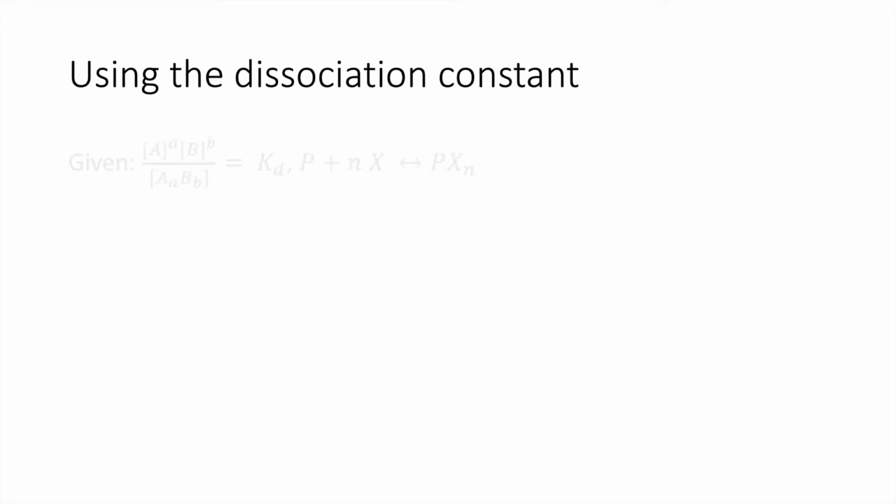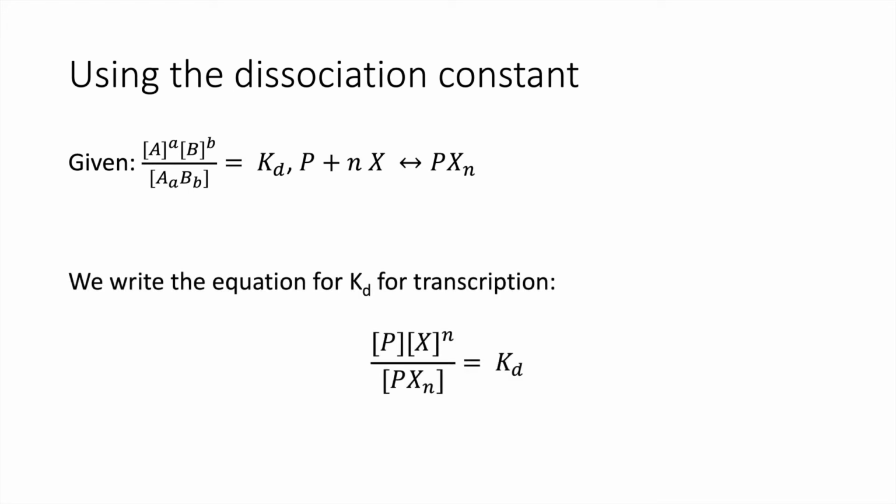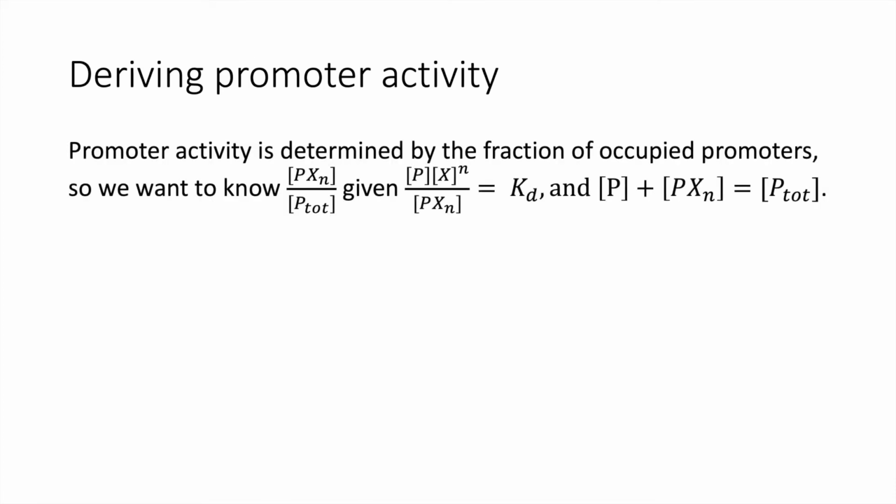So we can use this dissociation constant to help determine our modeling, right? And we use our chemical equation and the dissociation constant equation to write this equation to help us derive the modeling for transcription. So we have the concentration of the promoter times the concentration of activator to the power of the cooperativity over the concentration of the complex. And that equals the dissociation constant, since we have our individual elements on the top and our complex at the bottom.